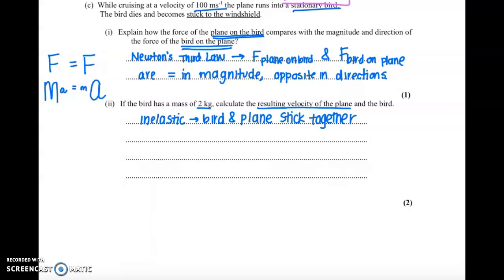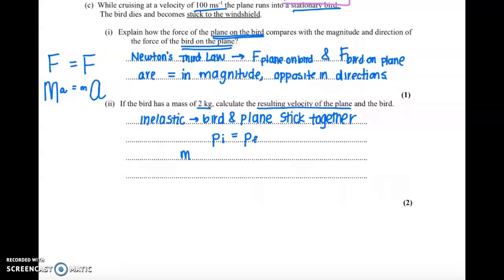Now for inelastic collisions, the only thing that we know is conserved is going to be momentum. Kinetic energy is actually lost to the surroundings in inelastic collisions. So we must use conservation of momentum. The initial momentum is going to equal the final momentum.